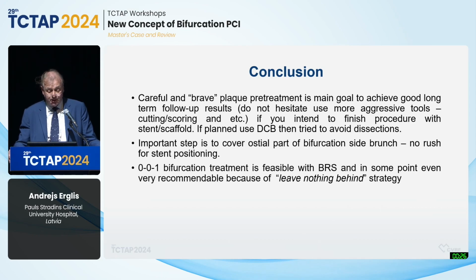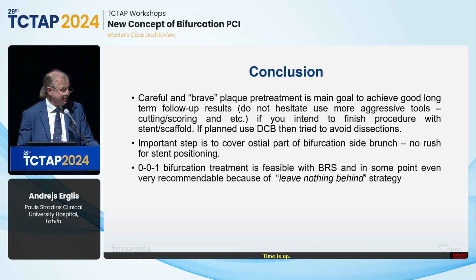An important step is to cover the ostial part of the bifurcation, as you all mentioned before, and there is no rush for stent positioning. This is really important, and bifurcation treatment is feasible with BRS, and at some point even very much recommended, because we are now following the Green Agenda strategy: leave nothing behind. That's why I guess that in the future it will be even a very politically important thing. Thank you so much.